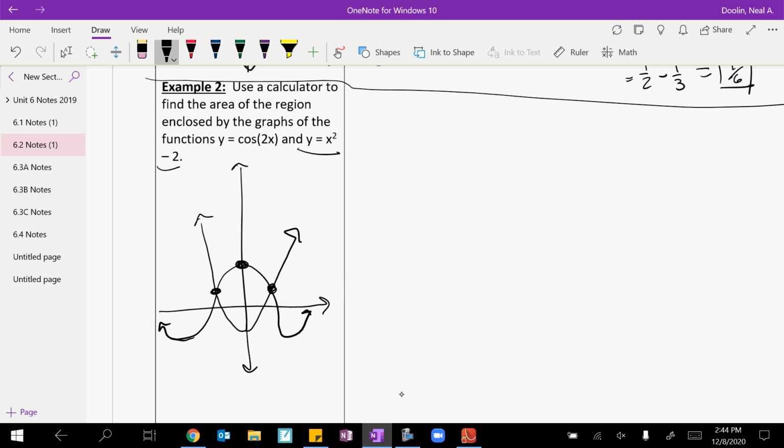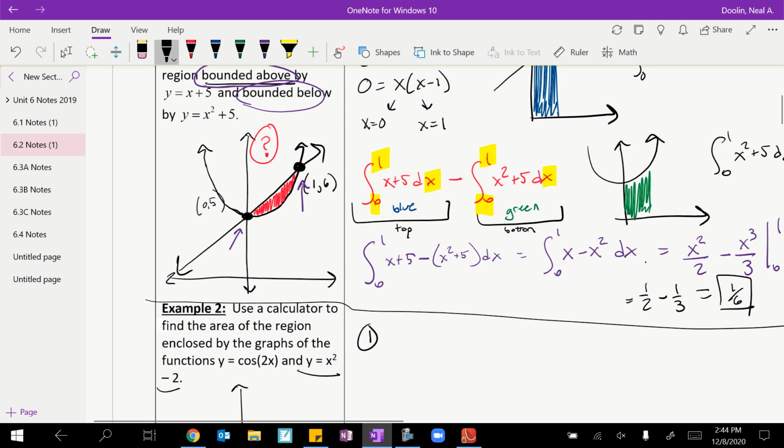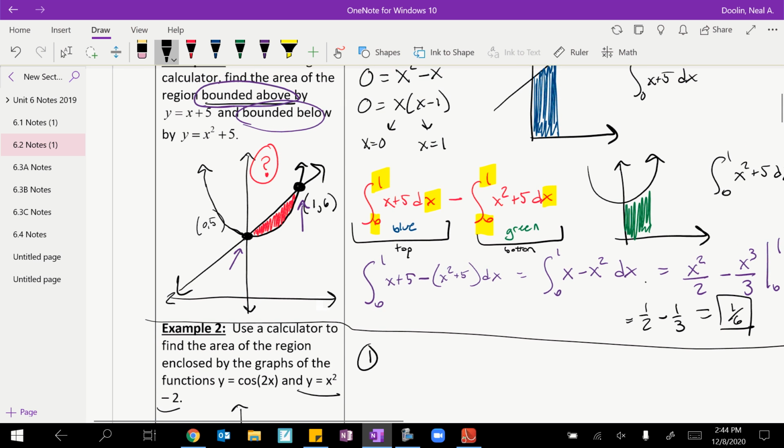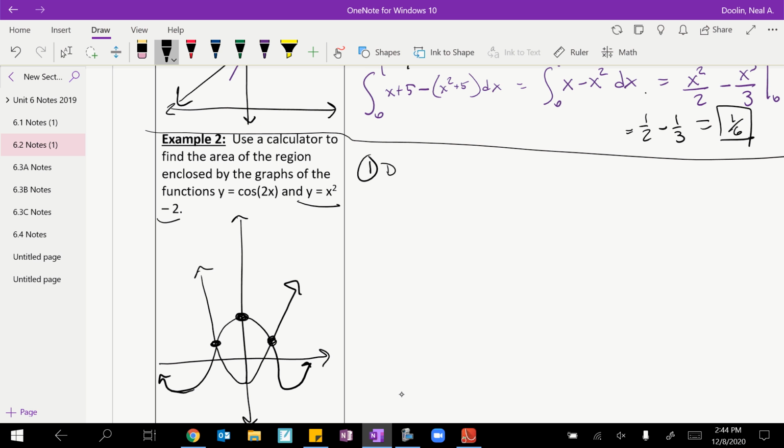What do we need to do? For any bounded area problem, like we did up here, we needed to figure out which function was on top, which one's on bottom, because I need to know which area I'm going to subtract. So determine the top and the bottom functions. So in this case, I know the top function has to be the cosine 2x. The bottom function has to be the x squared minus 2.